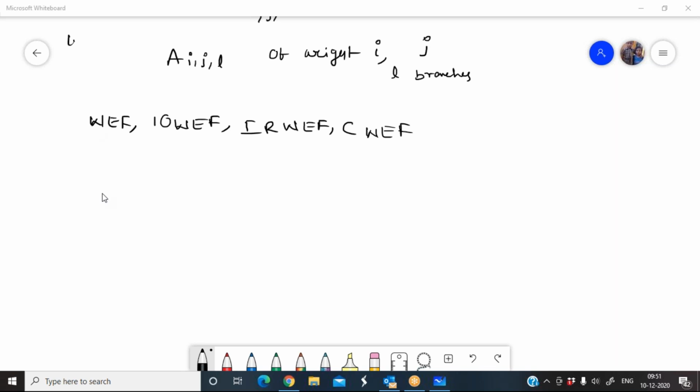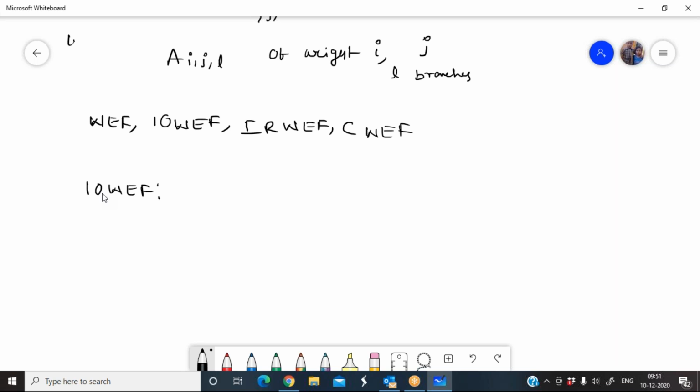And here you have to know the formulas for each and everything, and you have to know the relation between all these things. So the first one, just 1 or 2 points only. The first one is about the IOWEF, input output weight enumerating function.